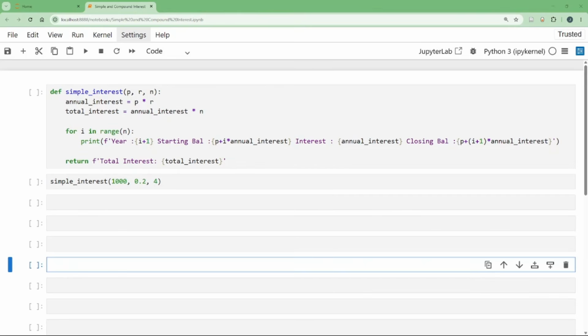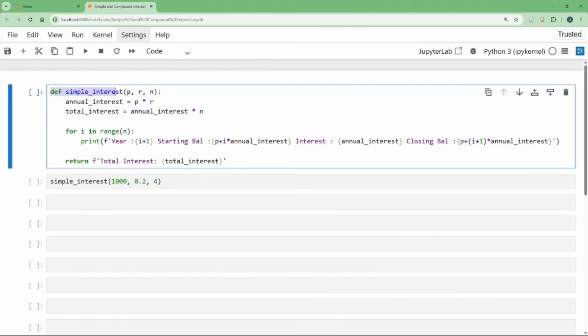Implementing this in Python should be a simple and straightforward thing. Here, I assume that you had already seen our introductory course to Python and you know what a function is. So we are going to define a function called simple interest, and then we are going to say we are going to need the principal, the rate, and the duration.